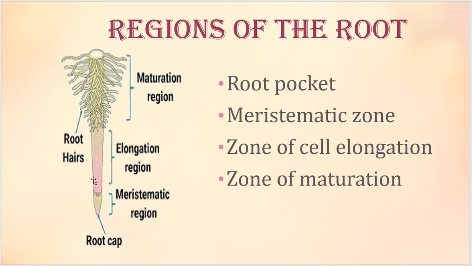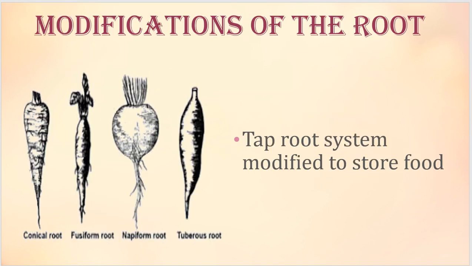Right? So these are the four different regions of root: zone of maturation, zone of elongation, zone of meristematic cells, and then root cap or root pockets. Right? And then the next topic we are going to learn is modifications of the root.